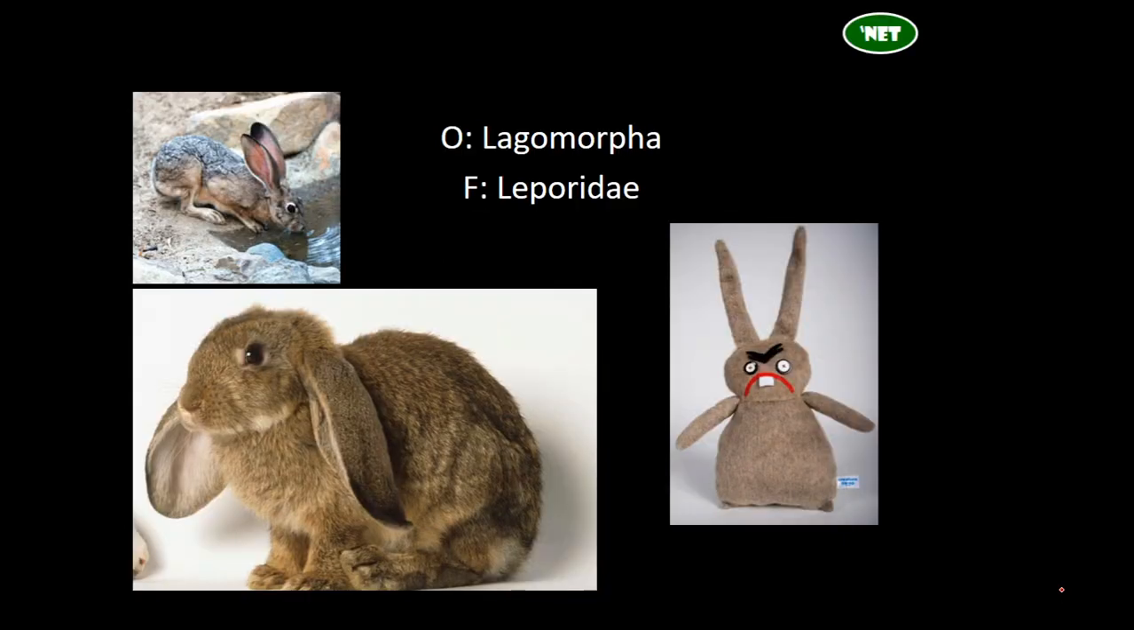Welcome, Lagomorpha, our fourth order. So we've covered a lot of ground so far. We've done the possums, we've done the shrews and the moles, and we did the bats. Today I need to talk about rabbits and hares, and I promise you there's a difference between the two of them.